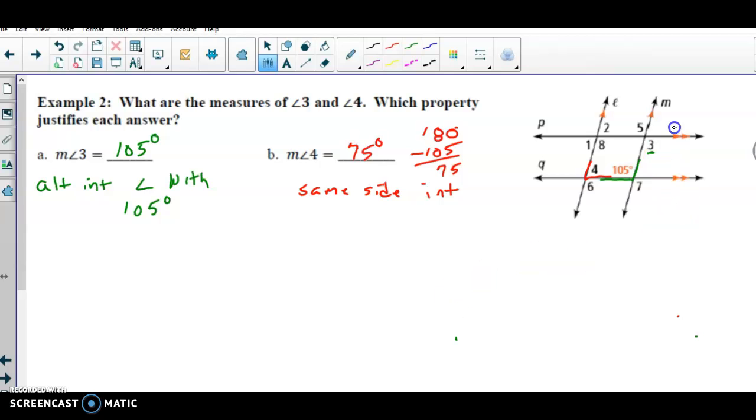Okay, and the important thing to remember on that is that it works because we know that L is parallel to M because of these little arrows here, and we know that P is parallel to Q because of these double arrows on those two lines. All right, I'm going to pause this video and then record part 2.